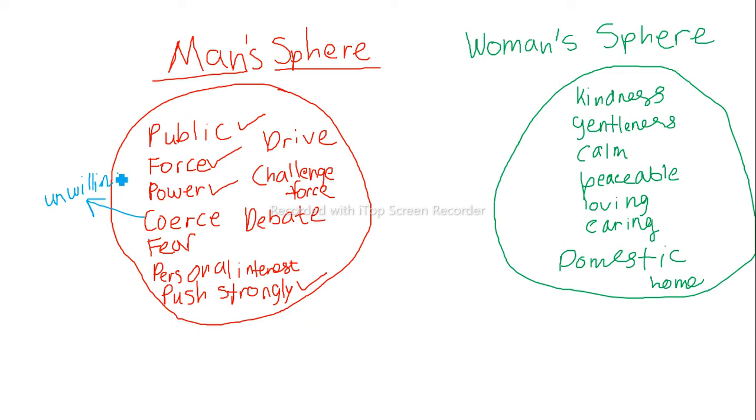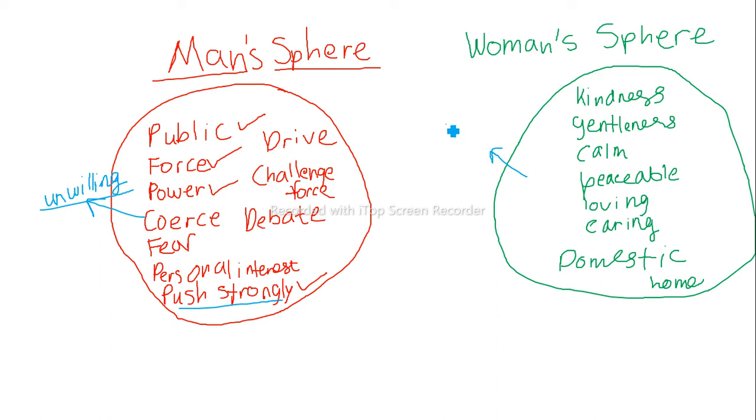Someone is unwilling to do something, so you coerce them, you persuade them, you bring them on. That's the idea with the man's sphere. The person is unwilling, and you persuade them on, even forcibly if you have to use force. But she's saying, no, woman is more elegant than that. We don't coerce, we don't force.